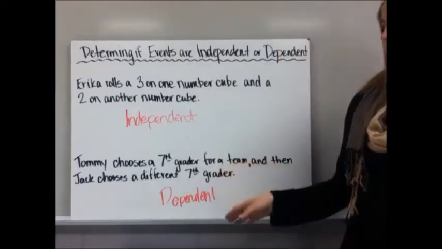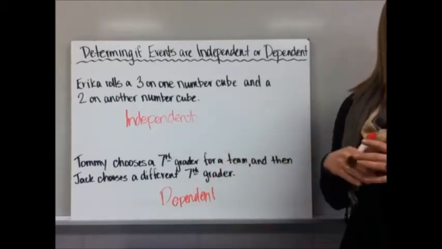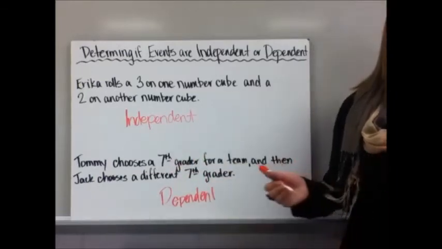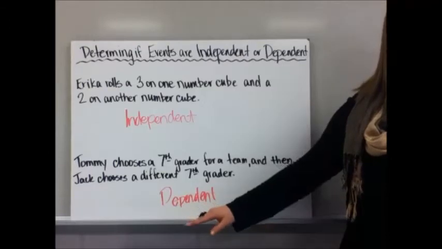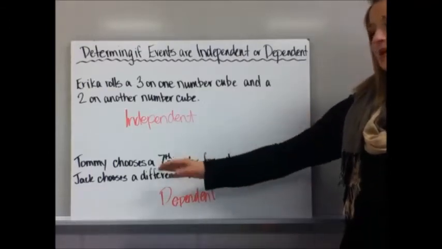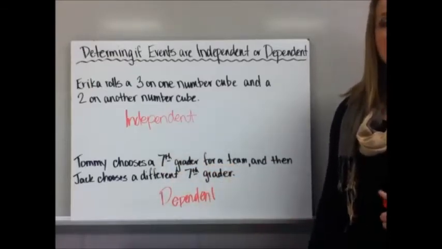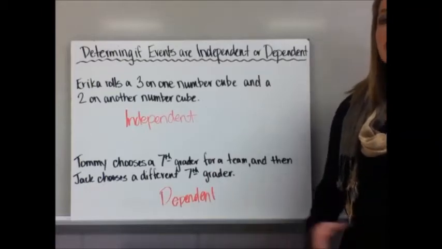You're going to know it's dependent because whatever it is that you're selecting, it rules out that event happening again. Tommy cannot choose Betty, and Jack can't choose Betty as well. Once Betty's selected, then that's not a choice for Jack. Or in a deck of cards, once I pull that card out, I can't choose it again because it's no longer in the deck.